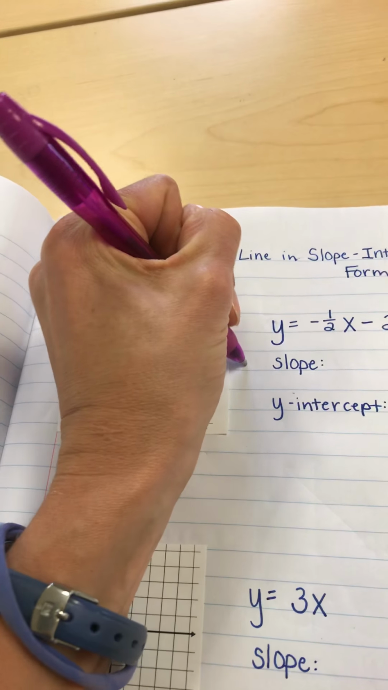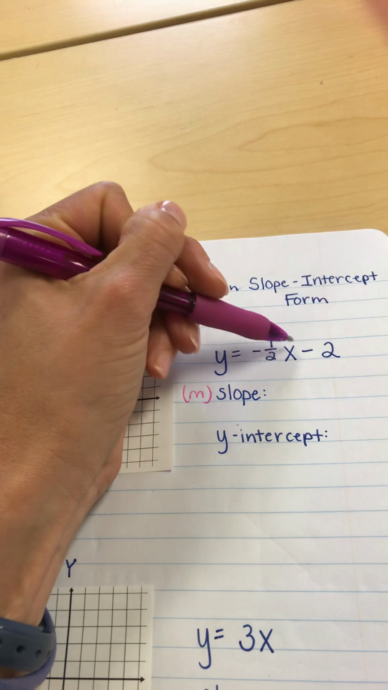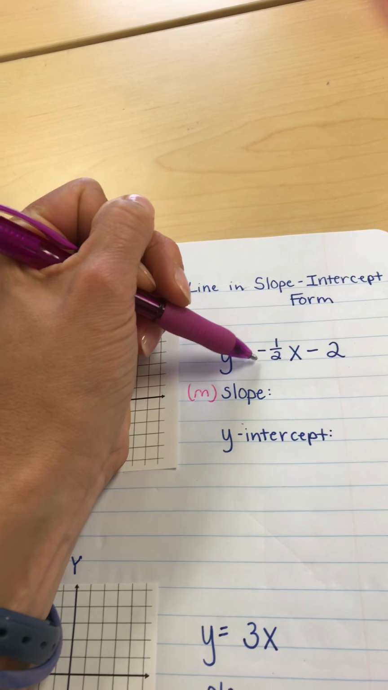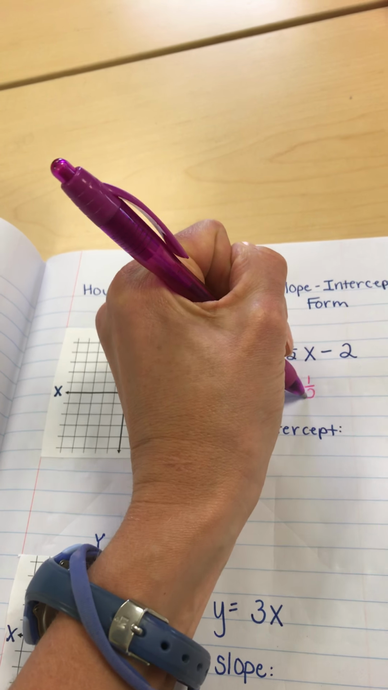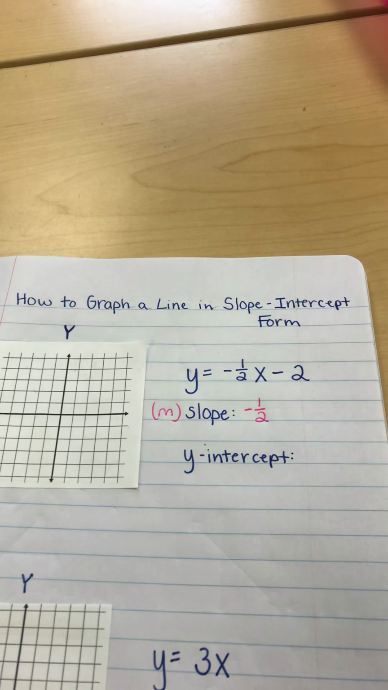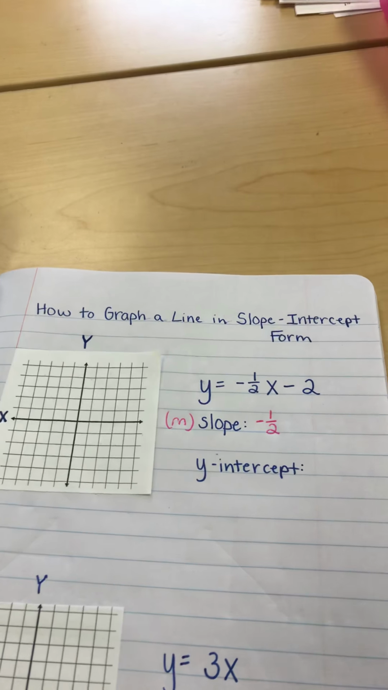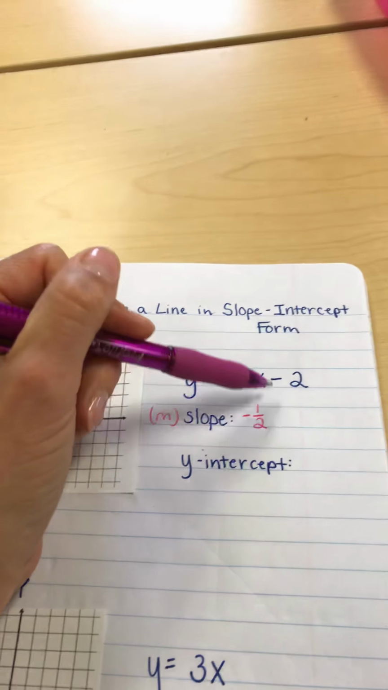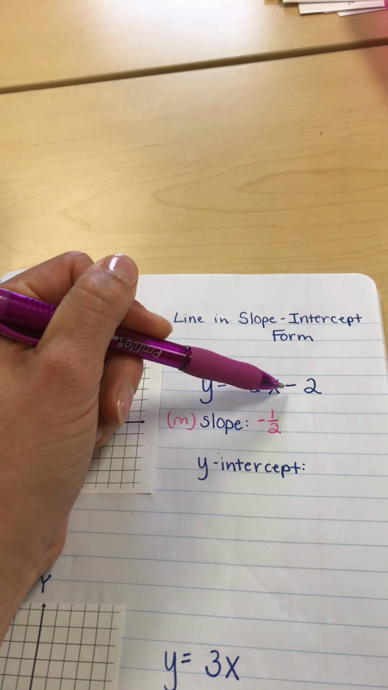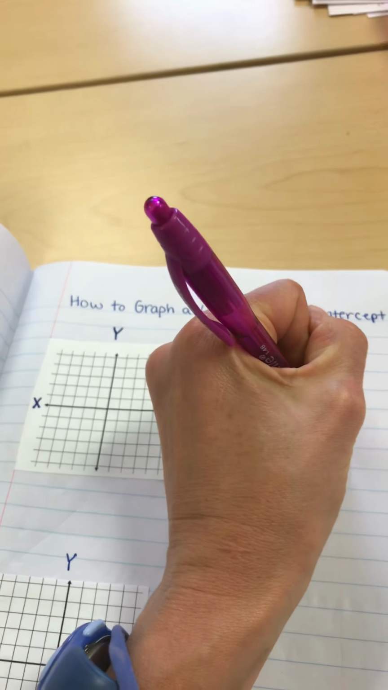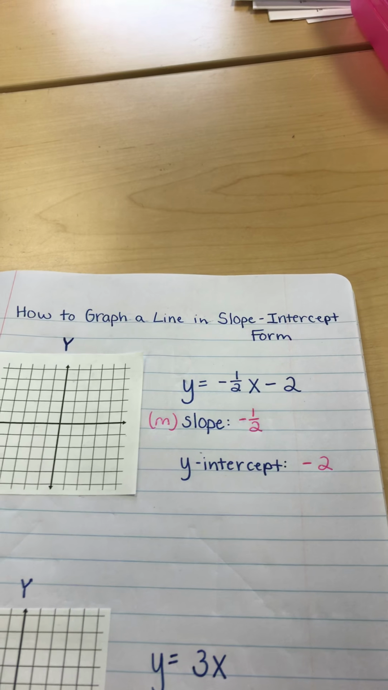So our slope, which is our m value, is always next to the x. So our slope is negative 1 over 2. I don't write the x next to it, it's just negative 1 over 2. Your y-intercept is the number without the x. So if it's a minus 2, that tells us our y-intercept is a negative 2.